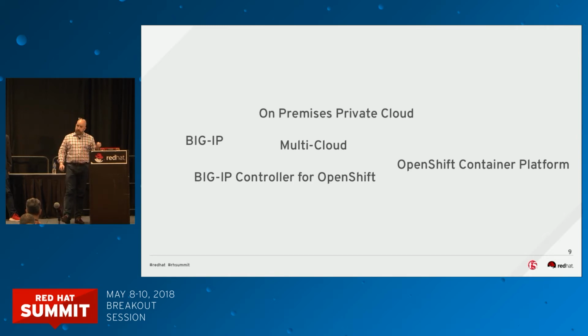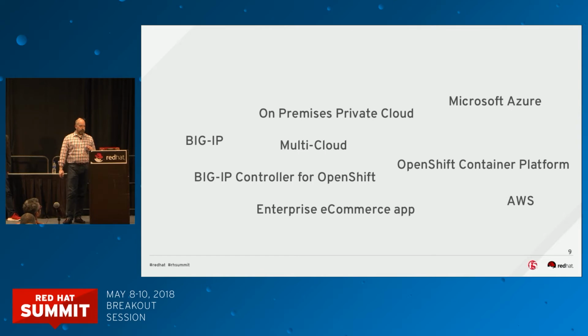We were going to do this on-premises. We're going to do it at Microsoft Azure and AWS. So we're going to show you that. We're going to show running OpenShift in those three environments, Big IP in those three environments, and we're going to tie them all together. We're going to use an enterprise e-commerce app to show this off. Three enterprise e-commerce apps.